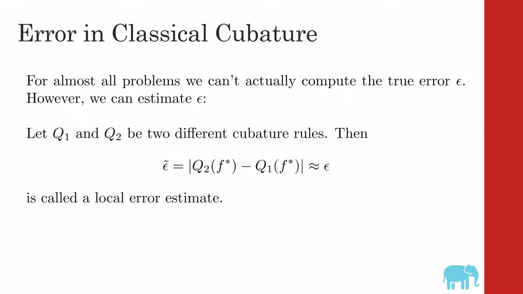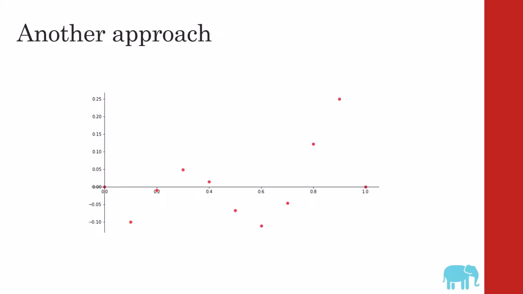The intuition is that if you imagine Q1 is a cubature rule, but the point set chosen is on a much finer mesh than Q2, then this Q1 is a much closer approximation to the true value of the integral, and therefore the absolute difference between Q2 and Q1 is an approximation of the true error epsilon. Errors of this form are called local error estimates. So another approach.